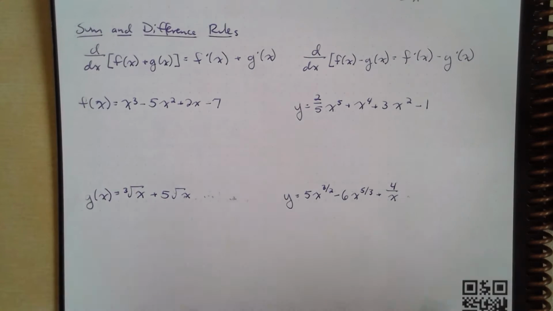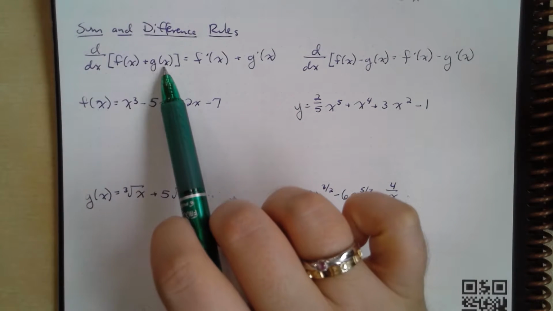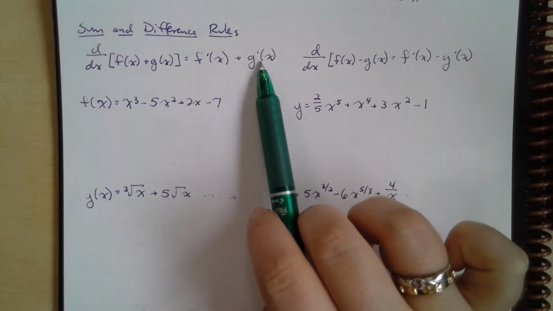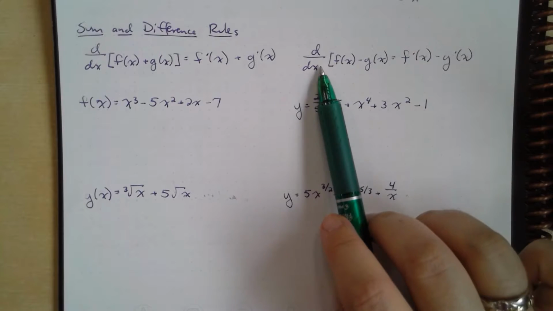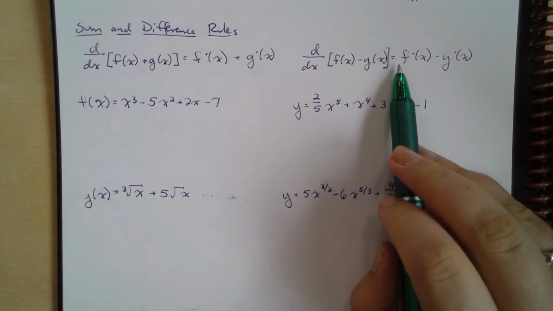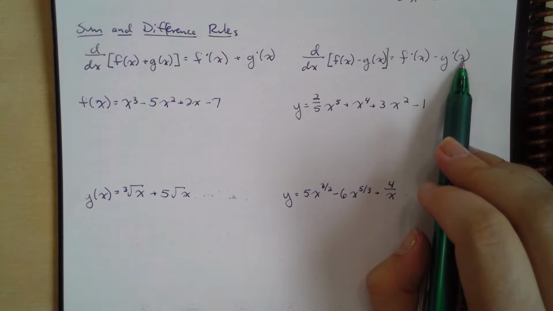Sum and difference rules. The derivative of f of x plus g of x is equal to the derivative of f of x plus the derivative of g of x. And likewise, the derivative of f of x minus g of x, I need to bracket that in, is equal to the derivative of f of x minus the derivative of g of x.